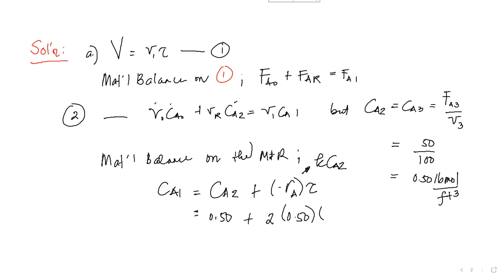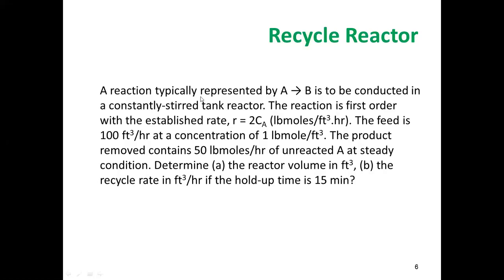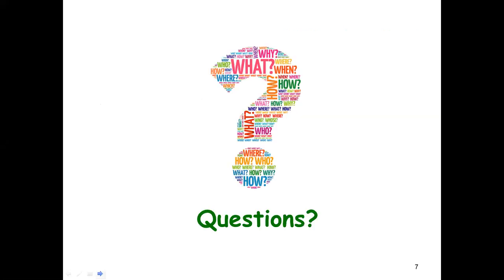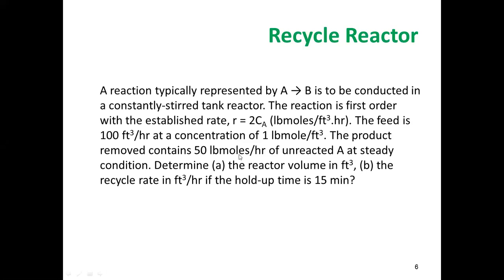Okay, to be certain, we'll go back to our slide. So A to B is to be conducted in a constantly stirred tank reactor. The reaction is first order with an established rate. Okay, there was no mention that you are dealing with a gas phase reaction. And also one thing that tells you that it's okay to assume that this is liquid phase is because your reactor is a mixed flow reactor. Most of the gaseous reactions are carried out in plug flow reactors.